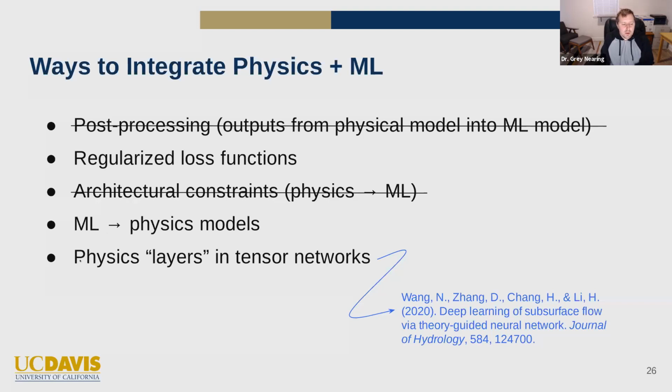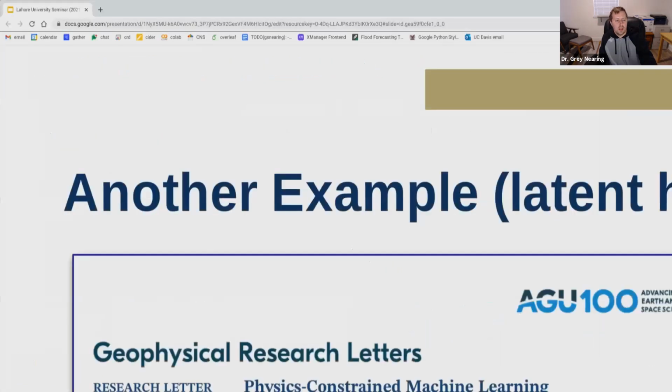And then you can also encode physics as layers in the tensor network so that you can differentiate through actual physical modeling components. You can build models by treating physics descriptions of physical processes as layers in a tensor network. And here's a really interesting reference that shows that, so I won't talk about that more. I'm going to talk just a little bit more, very quickly, about putting machine learning into physical models.